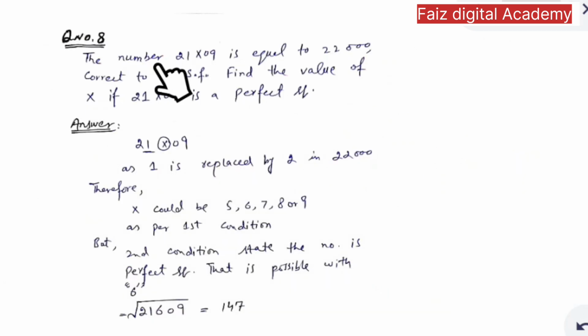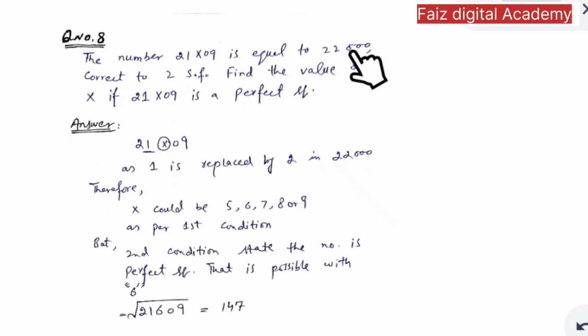In question number 8, the number 21x09 is equal to 22,000, correct to two significant figures. Find the value of the x if 21x09 is a perfect square. So I have written this number, and as 1 is replaced by 2 in 22,000, when they approximate it, we can see that this 1 is changed with 2.